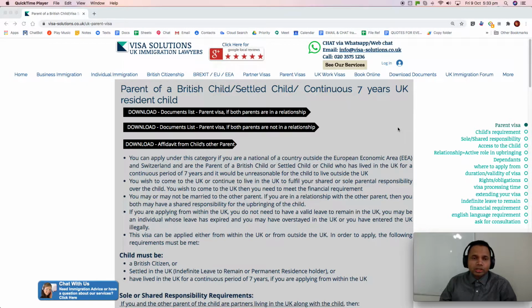Today I am going to talk about the list of documents required for the parent of a British child, or even a settled child, or a child who was born and has lived in the UK for at least 7 years. So the parent or both parents can get leave to remain in the UK on the basis of that child.